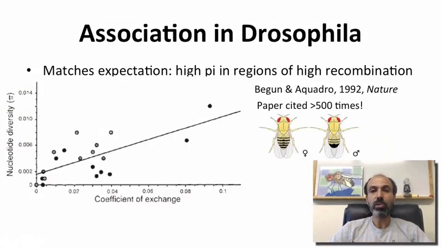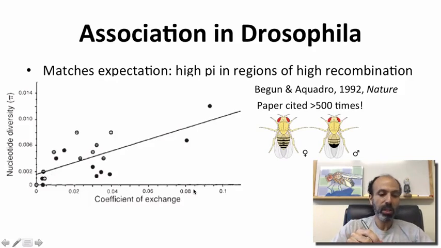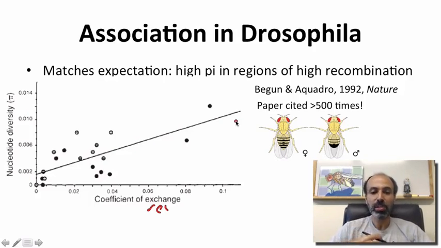No! Here it is in Drosophila. This was actually a classic study by Begun and Aquadro in 1992 in Nature. This paper at the time of recording was already cited well over 550 times. It's a very popular study, but again, you see here on the x-axis is coefficient of exchange, which is essentially recombination. And on the y-axis here is pi, and again, you see this general positive trend. This, again, potentially suggests the spread of adaptive variants. But we'll come back to this actually in the next video.